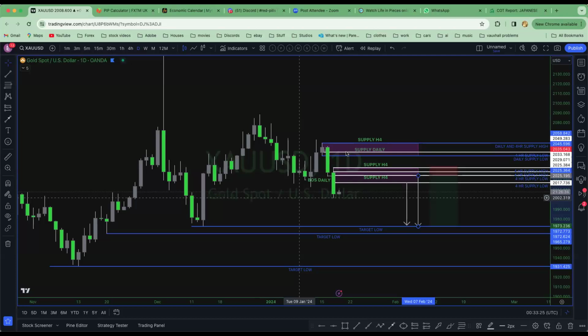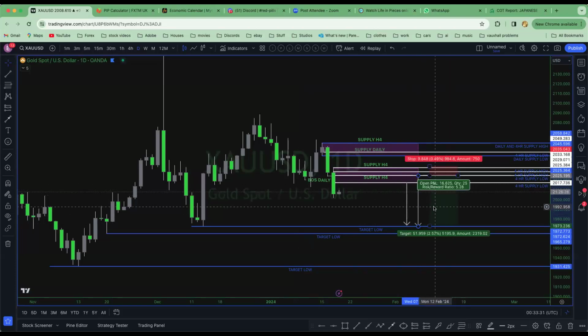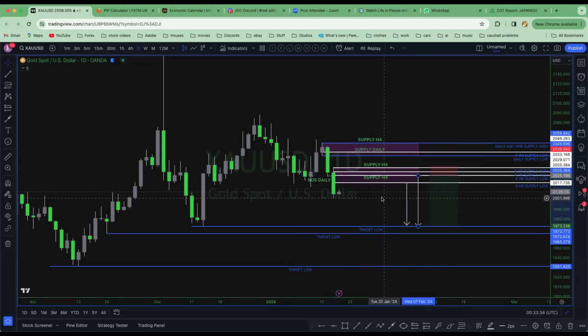There could be more entries on gold. We don't know because price action hasn't moved. If price action creates another 4 hour supply, what am I going to do? I'm just going to draw a new 4 hour supply. Let's say it creates a 4 hour supply down here. I'll draw another 4 hour supply down here and give you an updated chart.